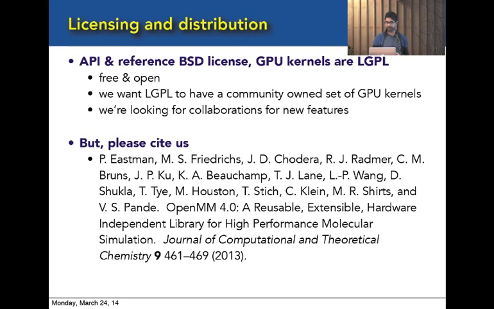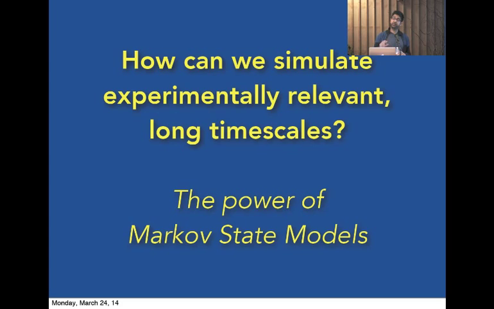Okay, so with this, we can get to hundreds of nanoseconds a day on a single GPU, and that's very impressive, especially compared to when I started here at Stanford, when a nanosecond a day was a big deal. But really, that's not going to get us there. What we really want is to get to much longer, more experimentally relevant timescales. So how are we going to do that?